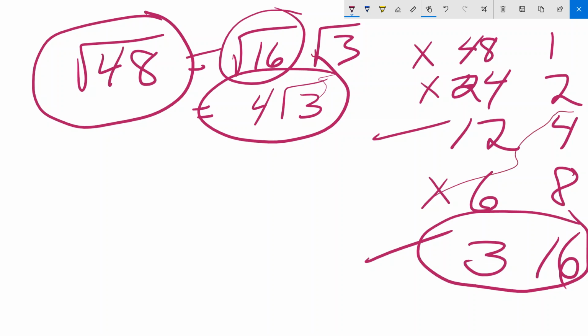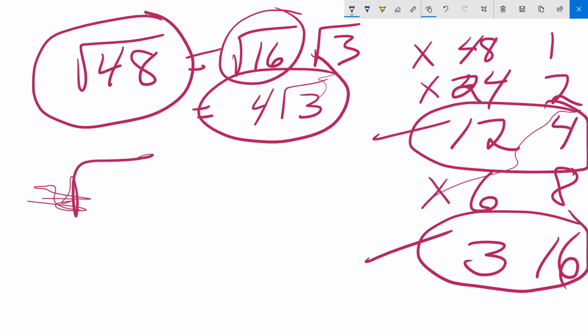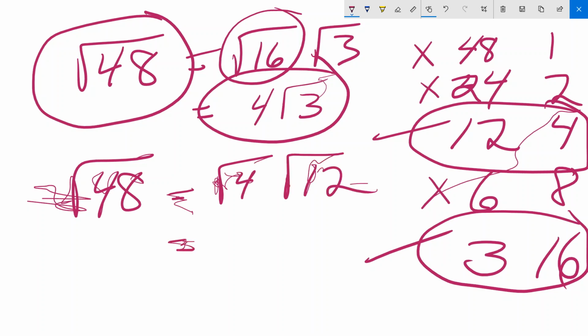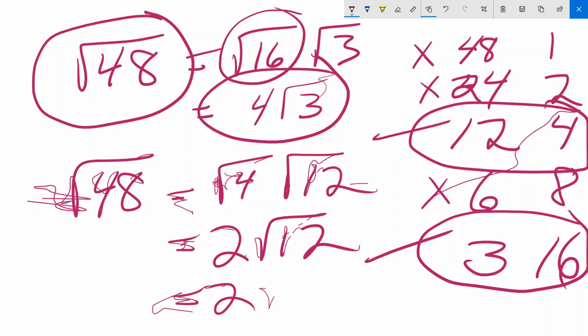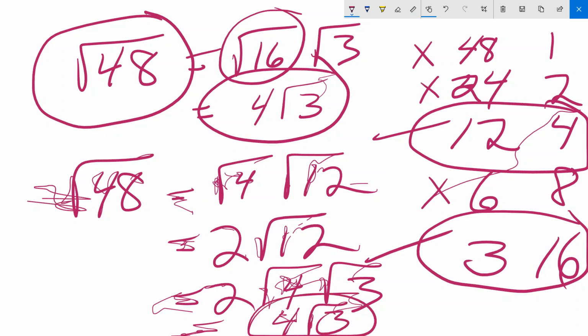I could have actually made progress using the smaller one. Let me show you how. Square root of 48 equals square root of 4 times square root of 12, which equals 2 square root of 12. You with me? Yeah. Which equals 2 square root of 4 times square root of 3. Well, square root of 4 is 2, so that equals 4 square root of 3. Same answer we got first time.